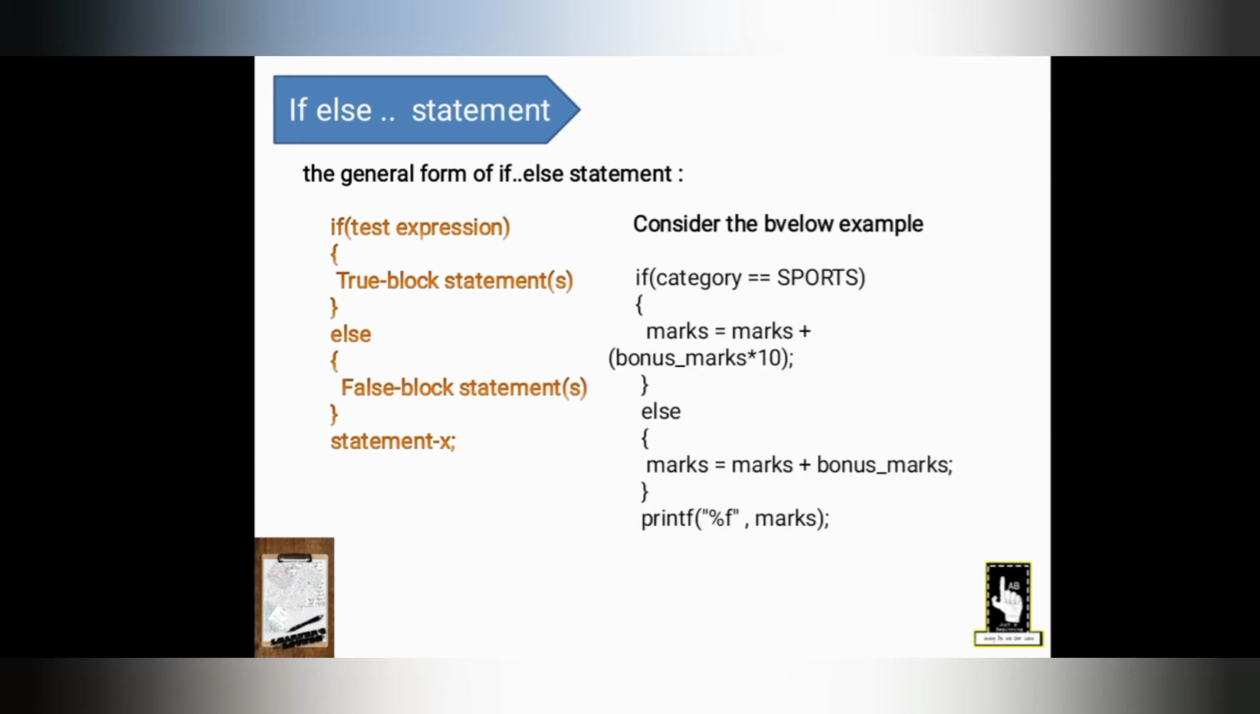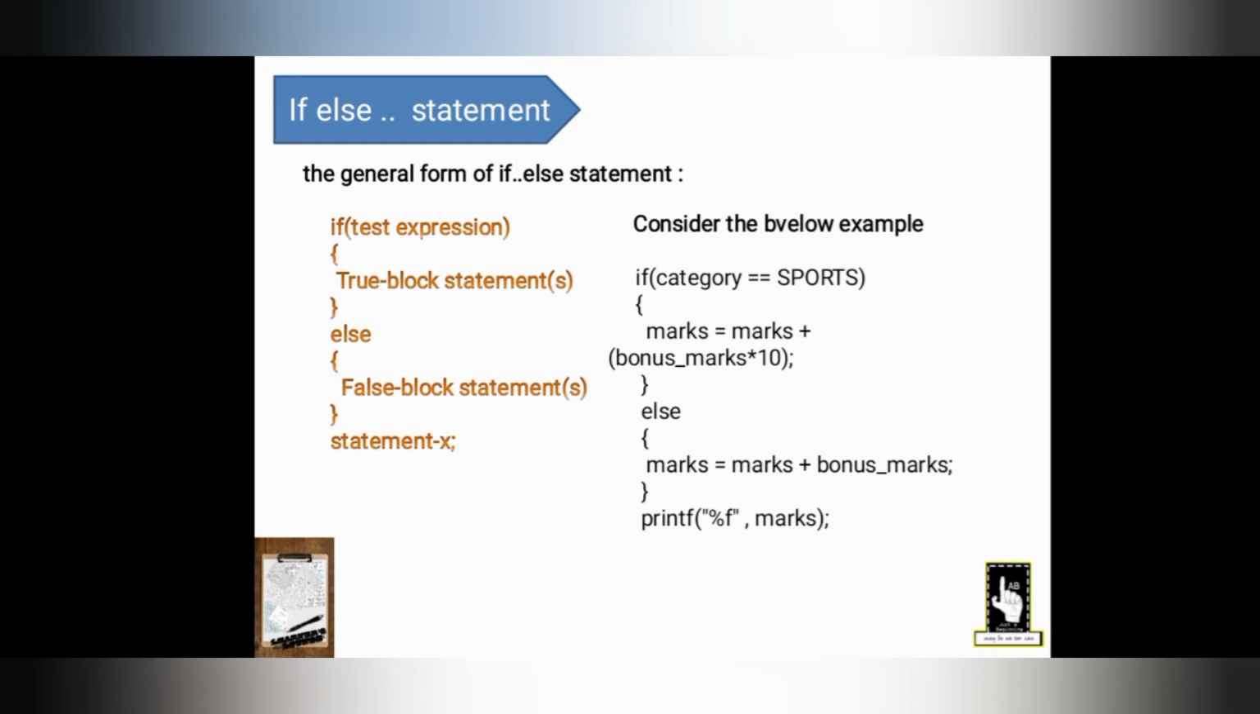Consider this example. If the category is sports, marks equals marks plus bonus marks star 10. If the category is not sports, meaning else, marks equals marks plus bonus marks. So this will add the bonus marks multiplied by 10 to the marks for sports, and will add only the bonus marks for any other category apart from sports.